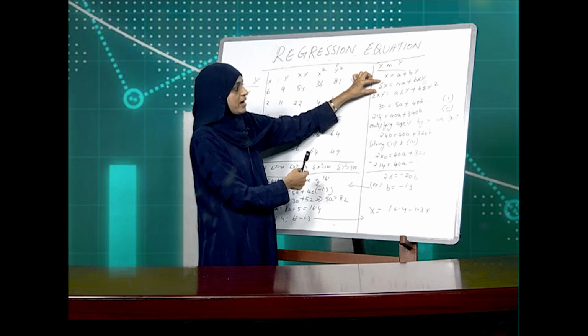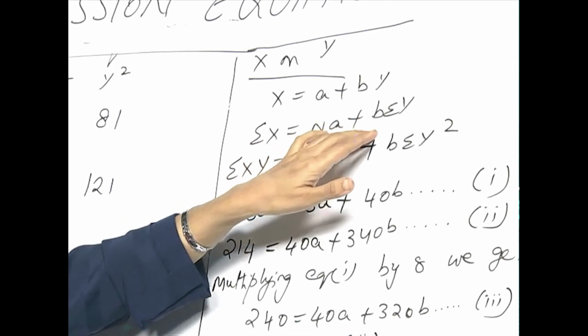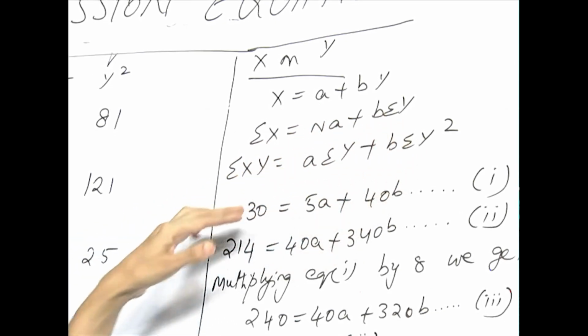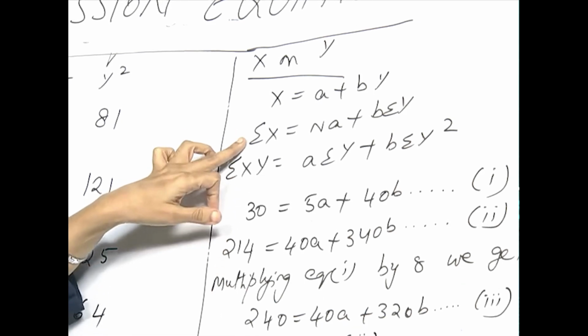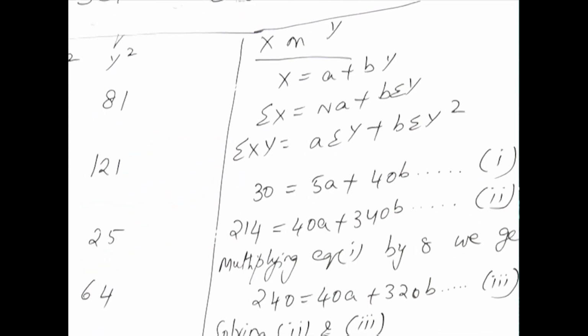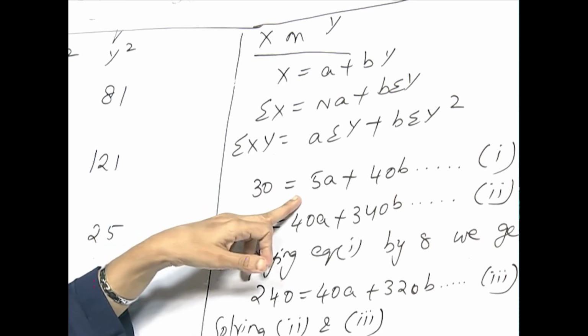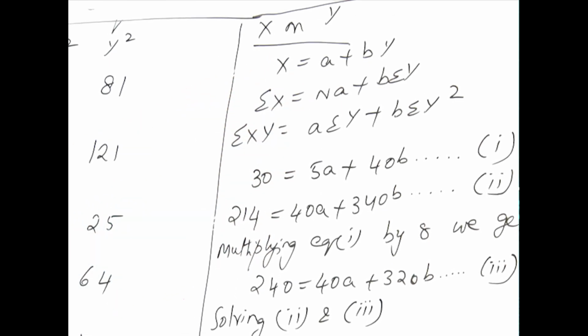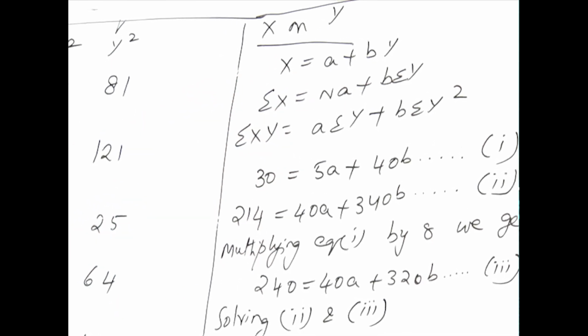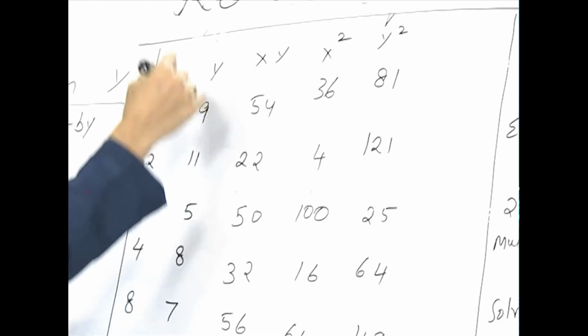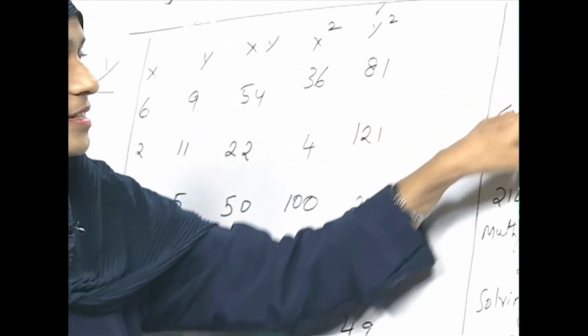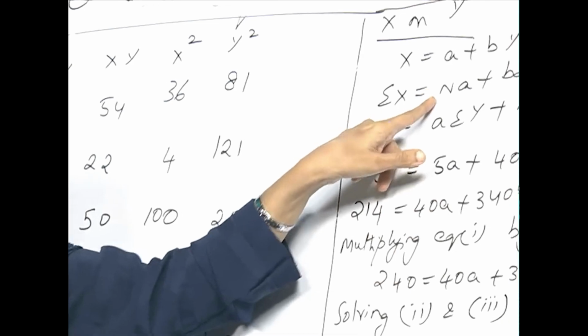First one, sigma x is equal to Na plus b sigma y. So, here it is 30. We calculated summation of x, which came as 30. So, 30 is equal to n. N here is the number of units: 1, 2, 3, 4, 5. So, 5 units we are explaining. So, n is taken as 5, and I have put n as 5.